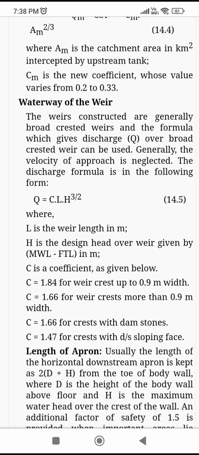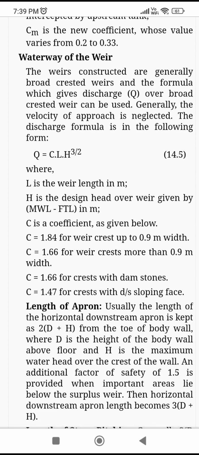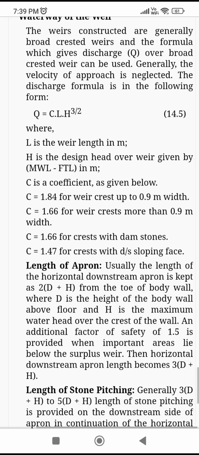So the basic formula is Q is equal to C L H raised to 3 by 2 for discharge. C is 1.84 for weir crest up to 0.9 meter width. So the C value changes. So in this rectangular and triangular notch weir, we have seen the value of C.